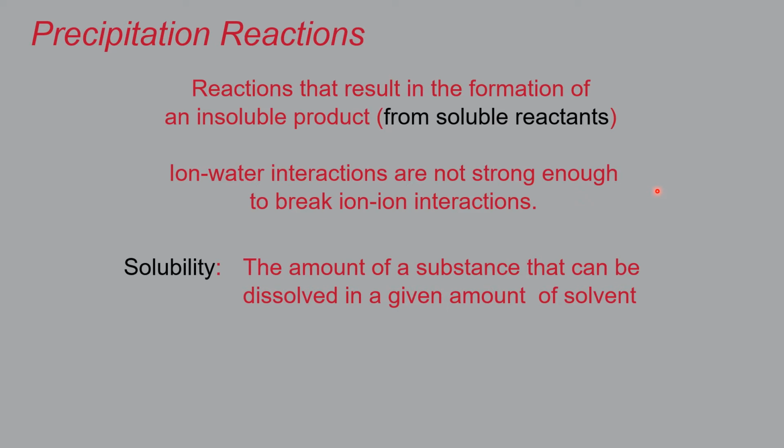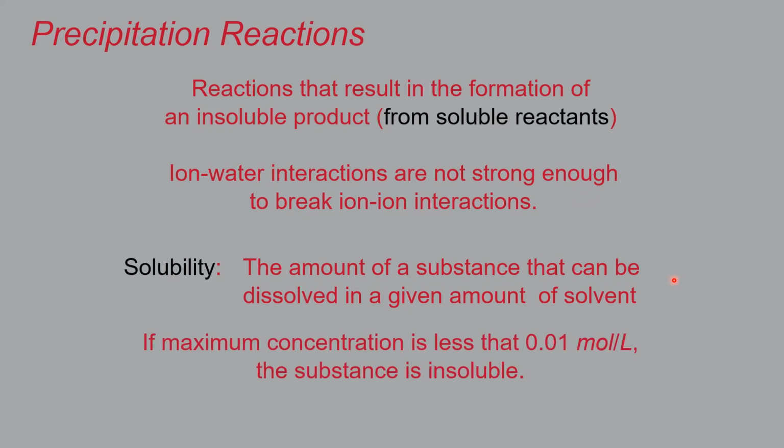All right, another definition here. We talk about this term solubility, and all this means is it describes the amount of substance that can be dissolved in a given amount of a particular solvent, and it's something like 0.5 moles per liter or something like that. And if the maximum concentration that you can achieve for a particular solute in a particular solvent is less than 1/100th of a mole per liter, we're going to call that insoluble.